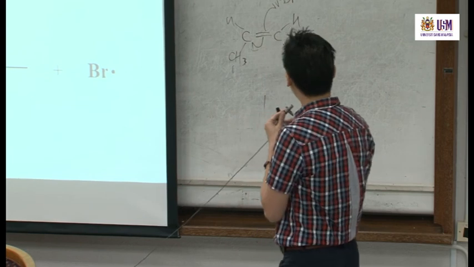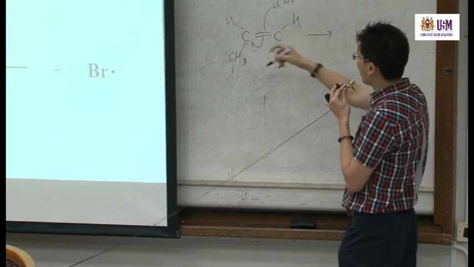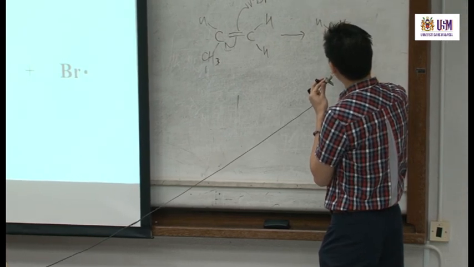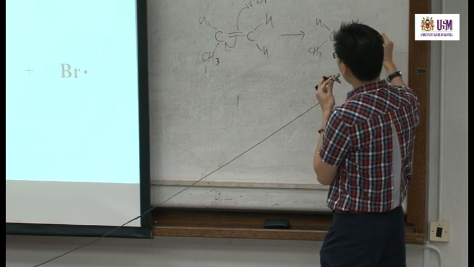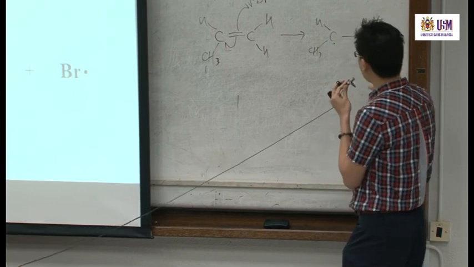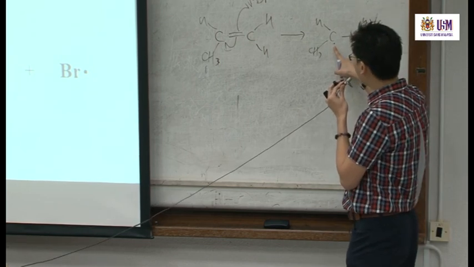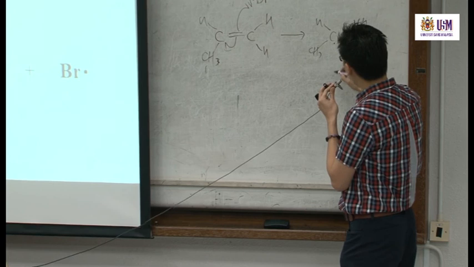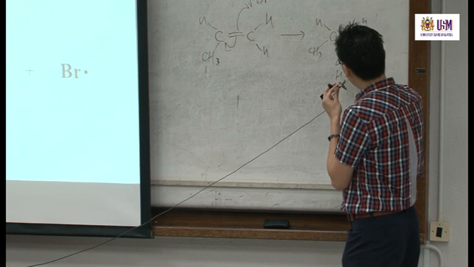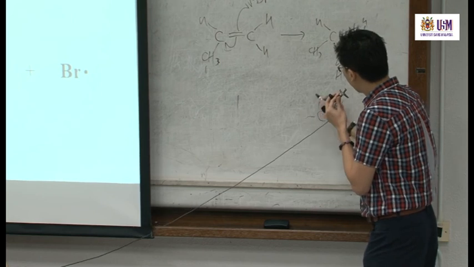Let's see, this is not a good example. Your Br is attached to the less substituted C. Let's see the intermediate, the radical here. You have an H, you have a CH3. Your Br is attached here. You see, your Br is attached to the side with more H. Now this radical reacts with HBr again. Pay attention here to the H.